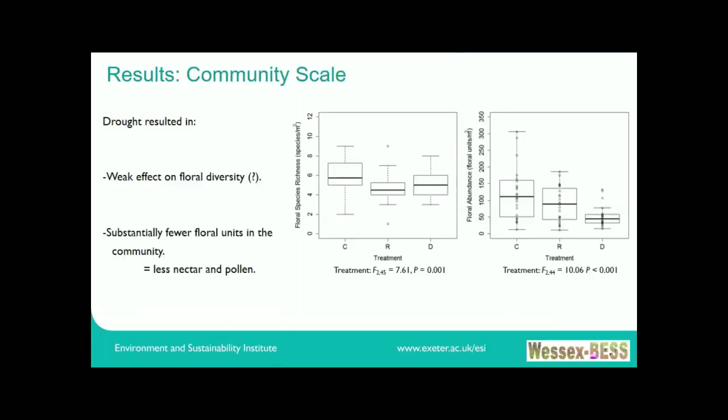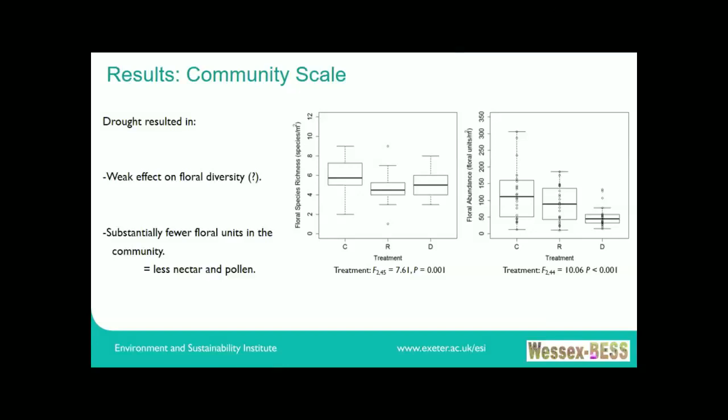And then at the community scale, we found that drought resulted in a significant effect on floral diversity, but if you just look at this graph, the direction's not quite clear, and also the strength of the effect is quite small. But what we certainly did find is that there are substantially fewer floral units in the drought treatment. So you can see this box plot down here is really quite dramatically different to in the other treatments. And this obviously relates very closely with the amount of nectar and pollen that's available quite generally.